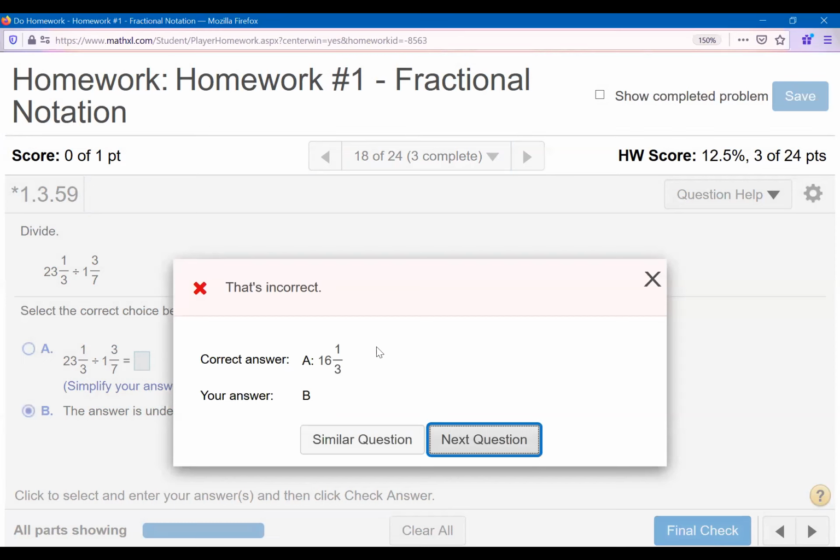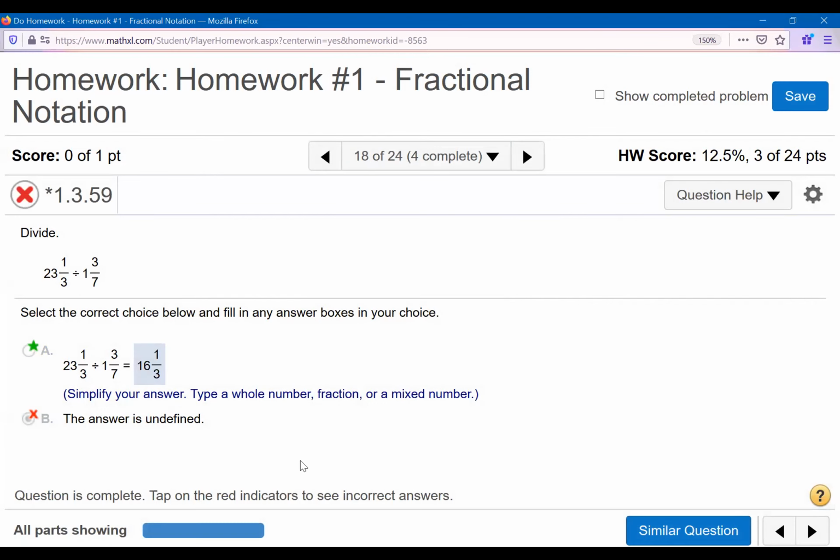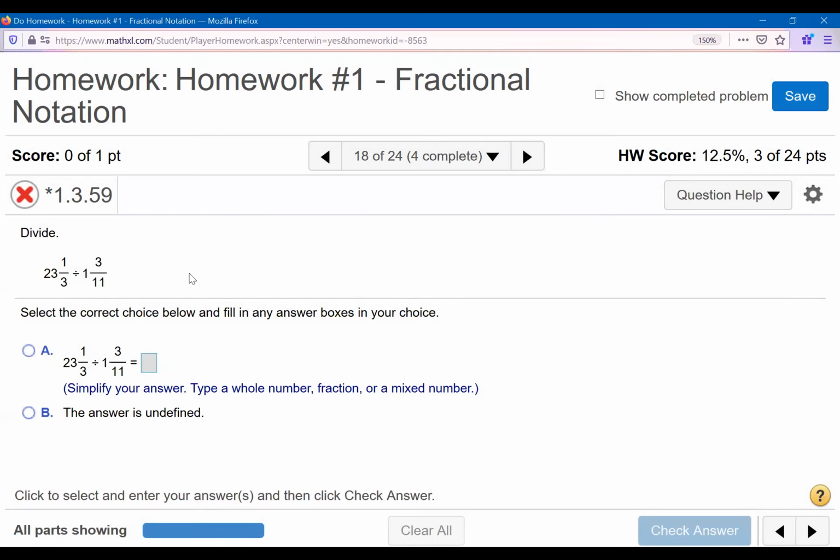Okay, so the correct answer apparently was 16 1/3, and I chose B. So I got it wrong. I can go to the next question if I want to, or I can just click similar question. I can even do it after I close that little box here. See how I have this red X? I can still click similar question and try it again. It's just that when I try it again, it's going to give me a new set of numbers. And this new set of numbers will give me another 3 tries to get a different answer correct here.